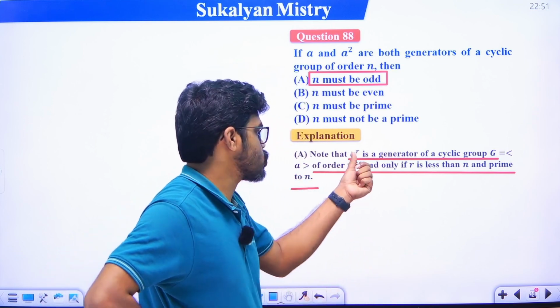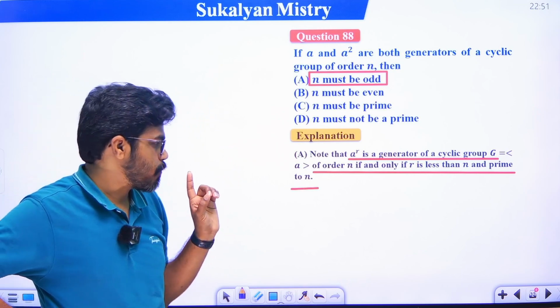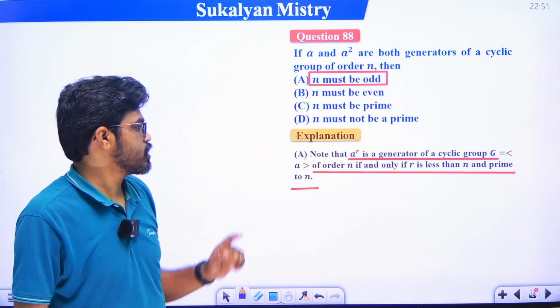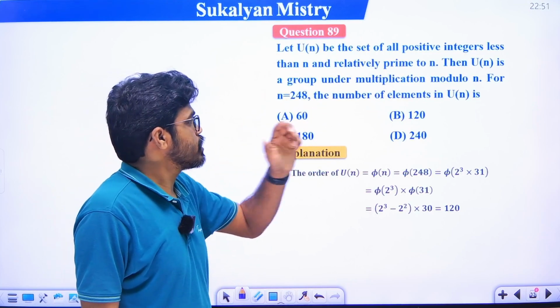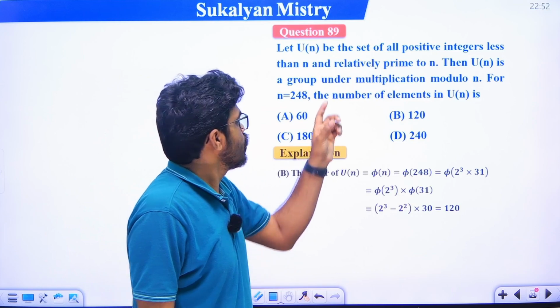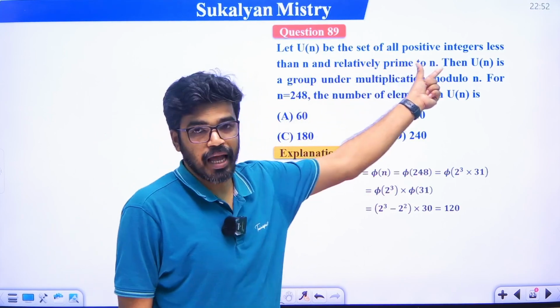A to the power r will be a generator of a cyclic group G if r is less than n and prime to n. Okay, so option A is the correct answer. Next, U n, basically we denote U n with a set of all positive integers less than n and prime to n.